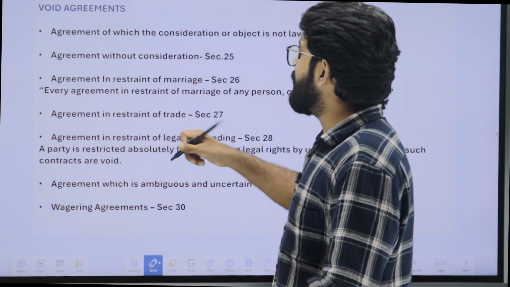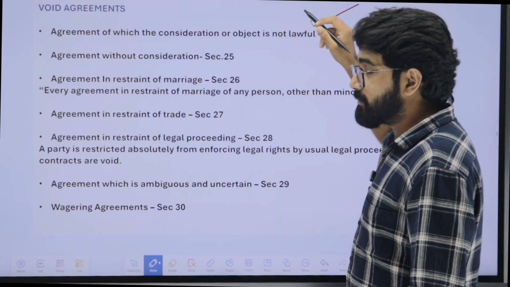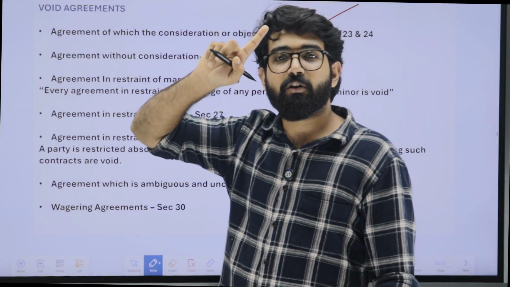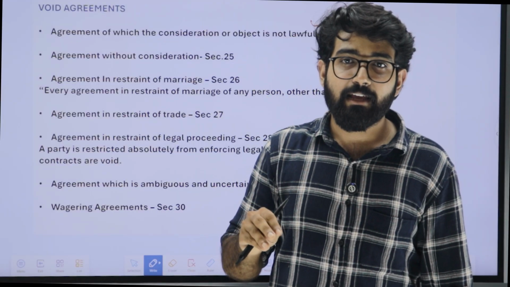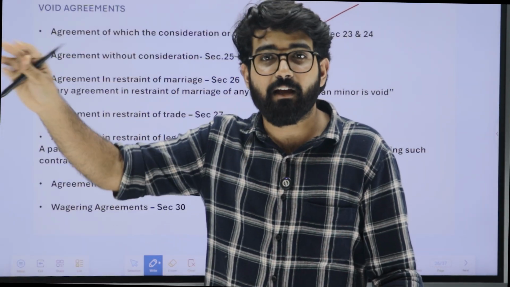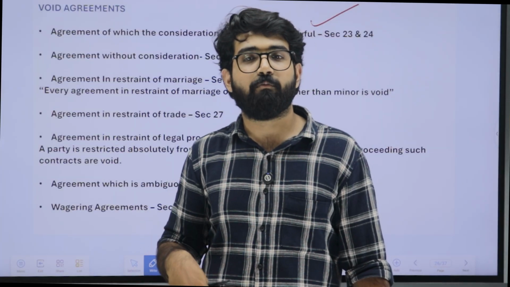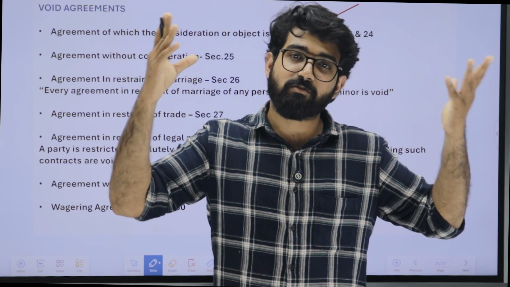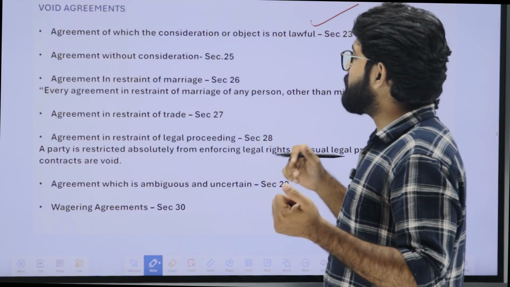What are the circumstances? An agreement of which the consideration or the object is not lawful. I have discussed it in my first session itself. When the consideration is not legal, the contract will become void. If the contract between two persons is for buying and selling of drugs, that is an illegal agreement. The consideration is illegal. So what happens? The contract is void. You cannot enforce it.